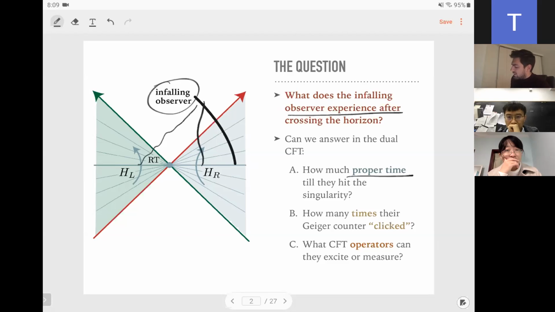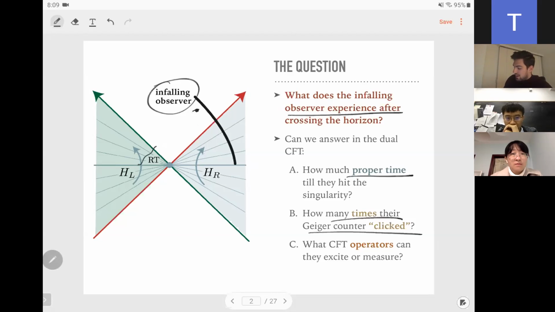A similar type of question is, did they encounter any particles along their way? If they're carrying a Geiger counter, did they measure any particles along the trajectory? And of course, a much more refined question is, what are the operators that they can measure and manipulate? Namely, what is the representation of the operators that this guy has access to behind the horizon in the CFT? What are the CFT operators that this guy can access? So these are the general questions we would like to ask.